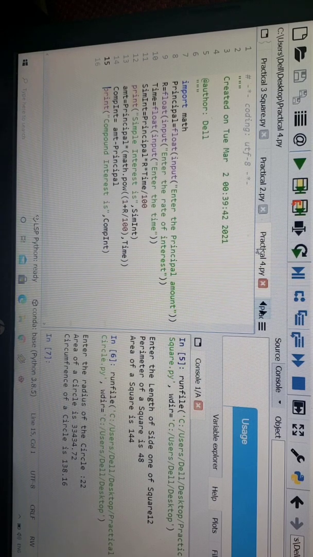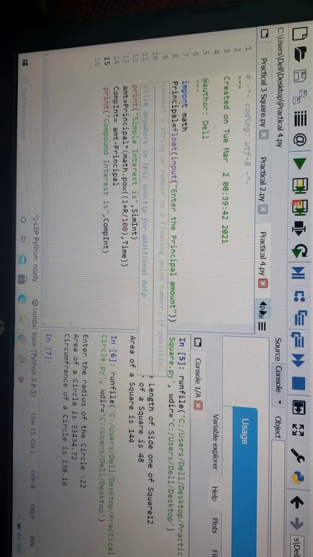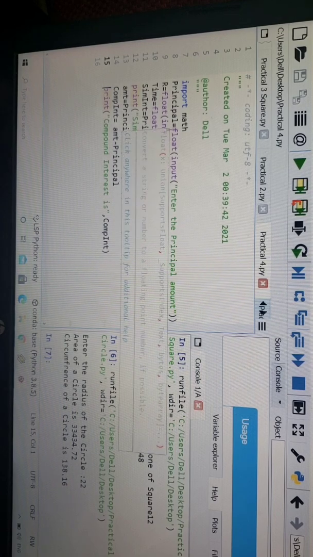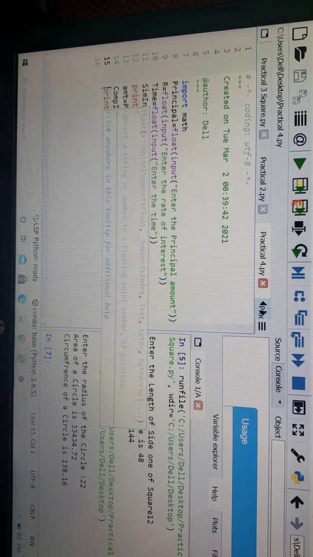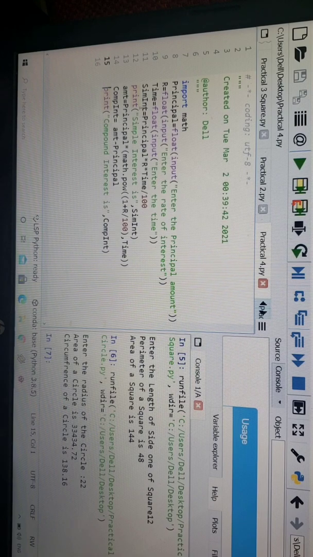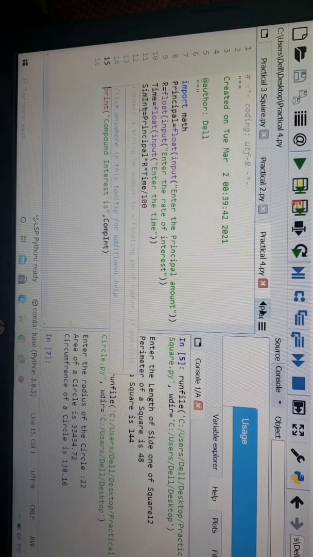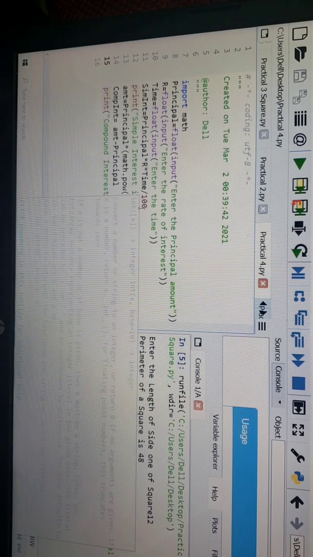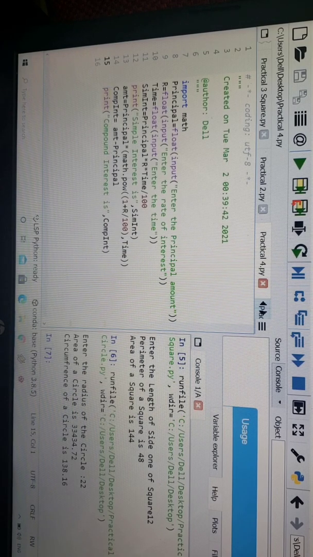Even in your middle school you have this simple interest formula and compound interest formula. So here in this program I'm using the math library. I hope you all are aware that to call any library in Python we need the import keyword. So import math, entering the principal, rate and time, and then first I'm using the formula of simple interest. Formula of simple interest is P into R into T divided by 100, and then printing the simple interest.